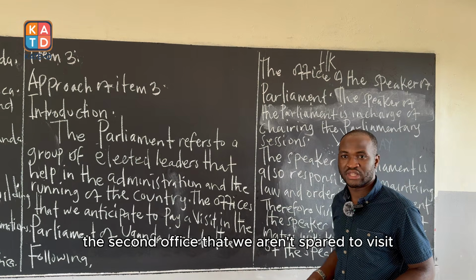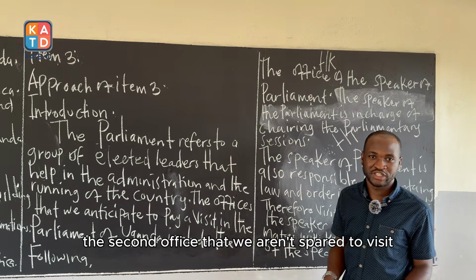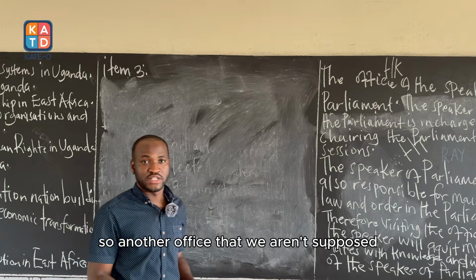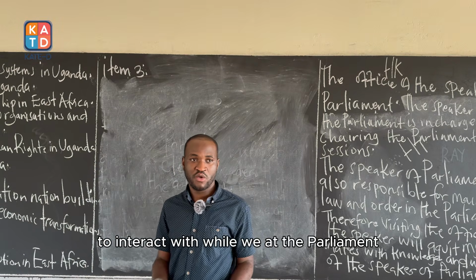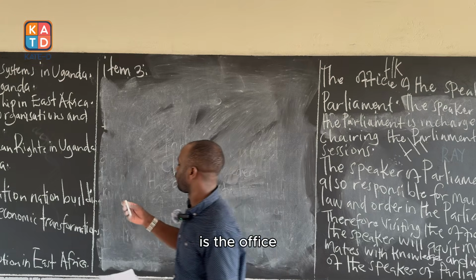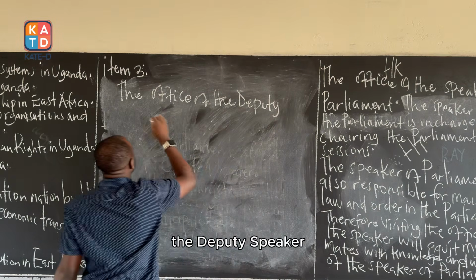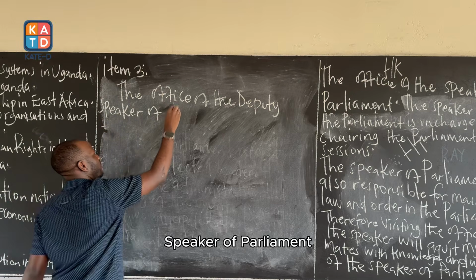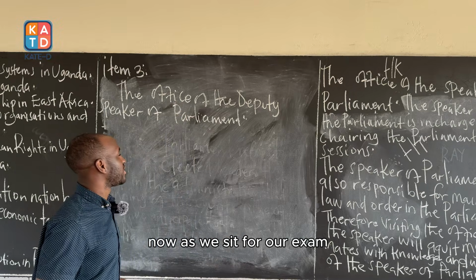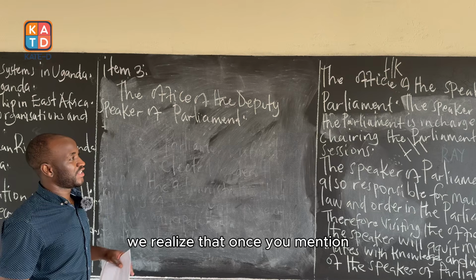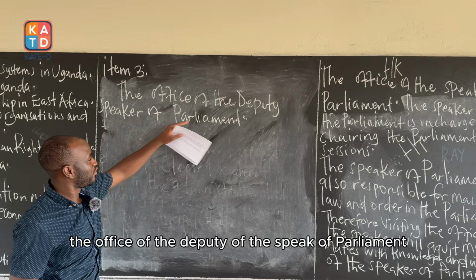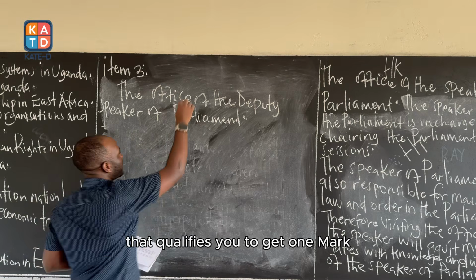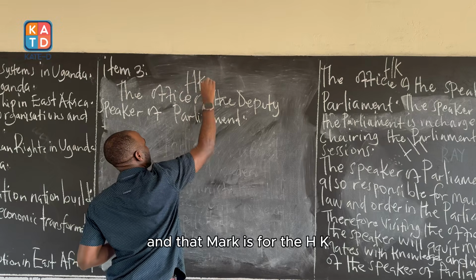The second office that we anticipate to visit is the office of the Deputy Speaker. Another office that we anticipate to interact with while we are at the Parliament is the office of the Deputy Speaker of Parliament. Now, as we sit for our exam, once you mention the office of the Deputy Speaker of Parliament, that qualifies you to get 1 mark, and that mark is for the HK.